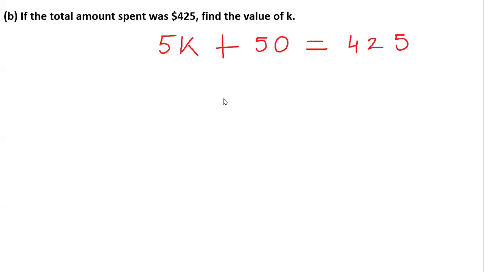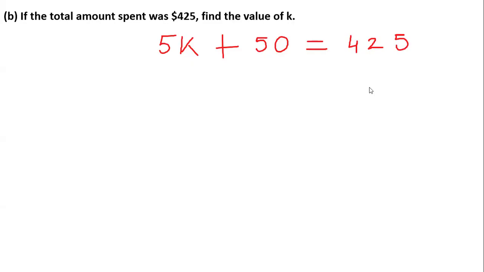So what we're doing here is taking this. We call this a linear equation. 5K plus 50 is equal to 425. This is a linear equation, and we have to solve it by isolating K. So let's go ahead and solve this equation. Any answers? K equals 75. I got K equals 75.